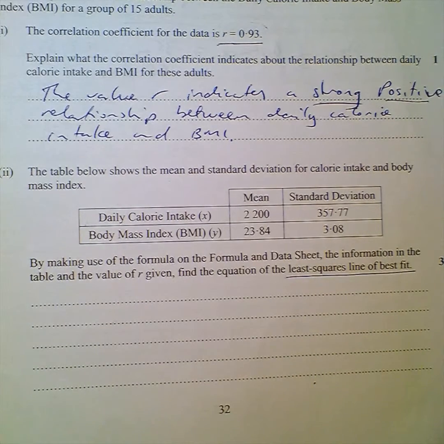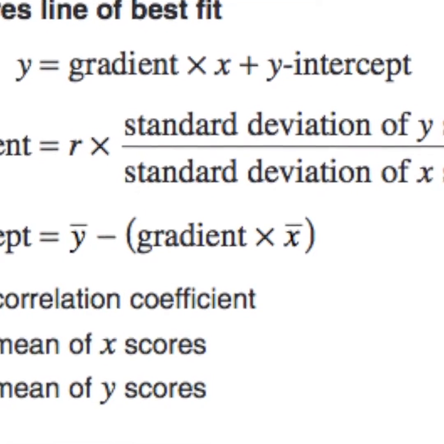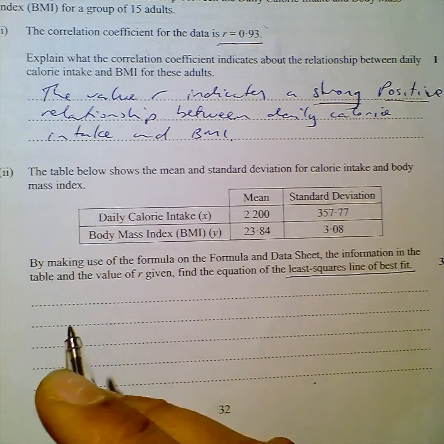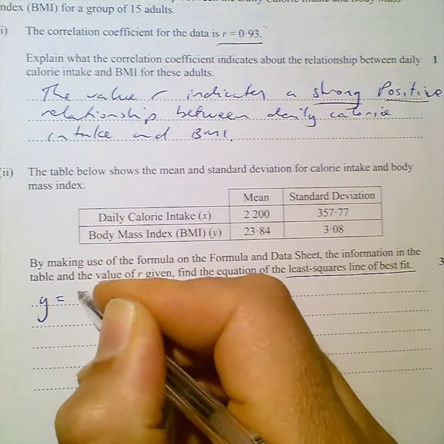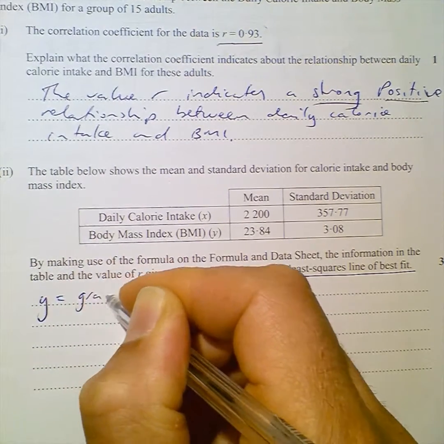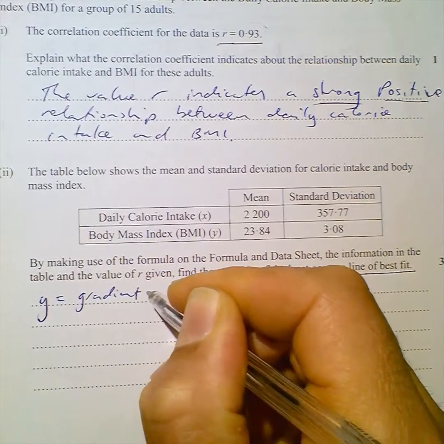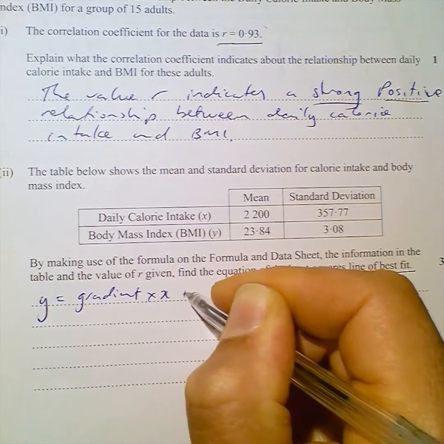First thing you need to do is go to your formula sheet and find the method or the formula you need to use in order to find the equation of the least squares line of best fit. Once you've identified the formula, you'll know that y is equal to the gradient times x plus the y-intercept.